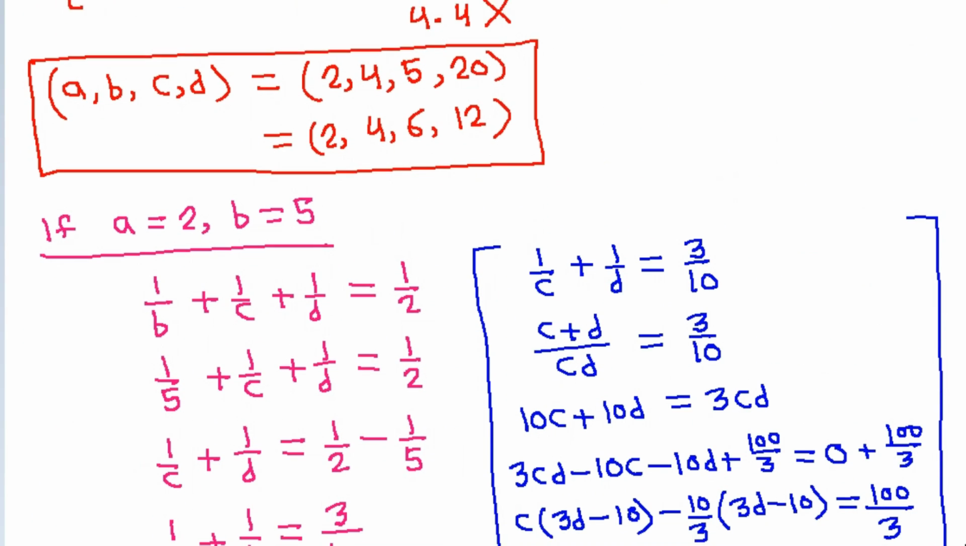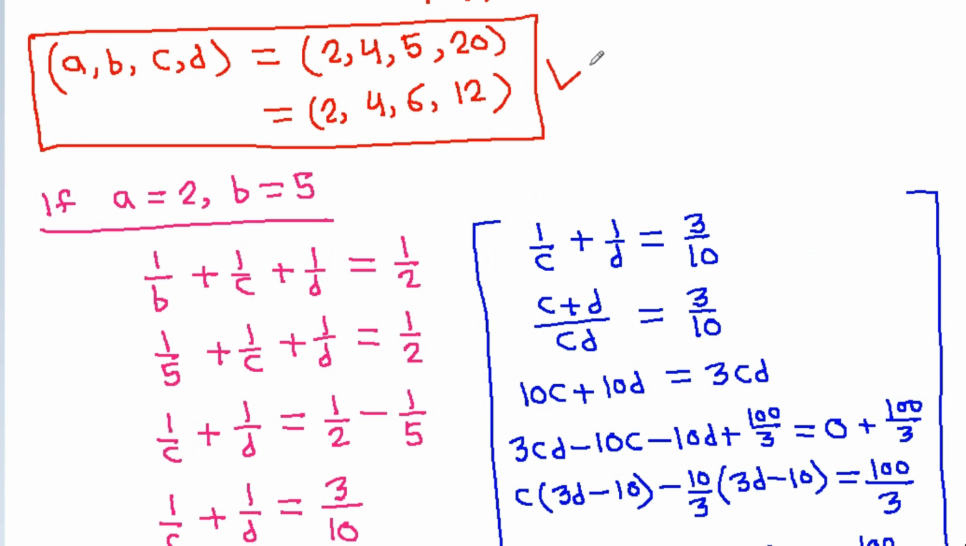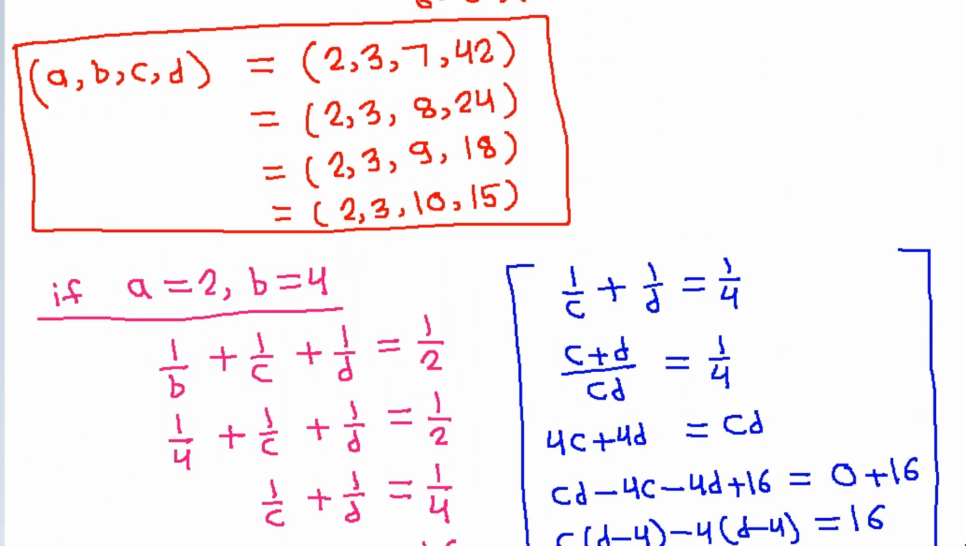So these are two values of a, b, c, d, and these are four values of a, b, c, d. Total 6 solutions.